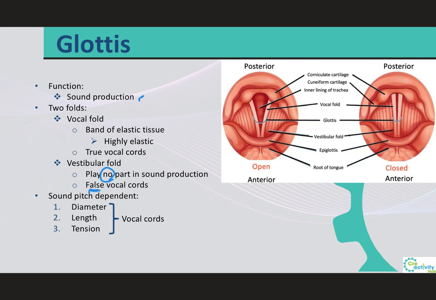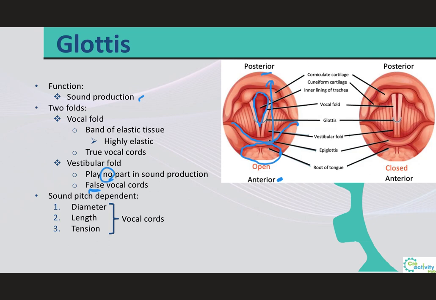We can also see over here the inner lining of the trachea. So this would be the posterior side, and the opposite to it would be the anterior side. You can also see the root of the tongue right over here, and notice the epiglottis. So when we swallow, the epiglottis will actually cover the glottis. And again, we'll see how this works in the next slide.